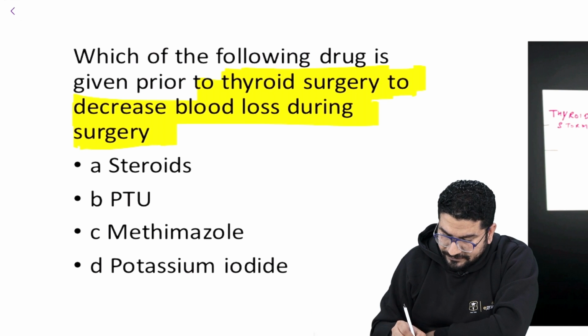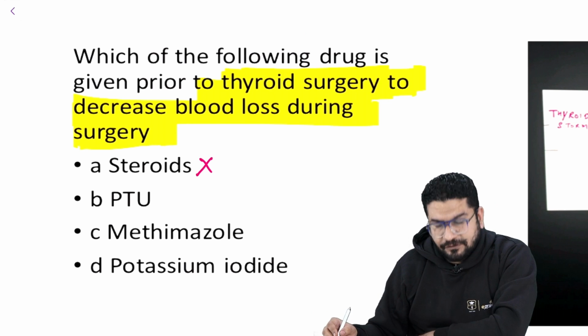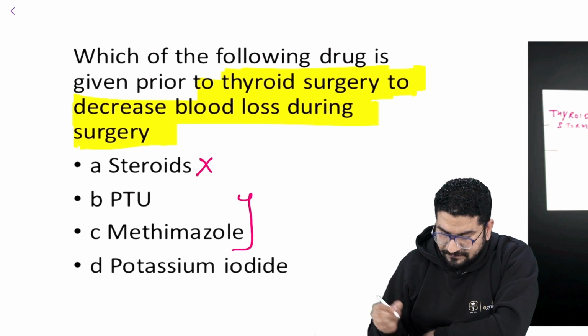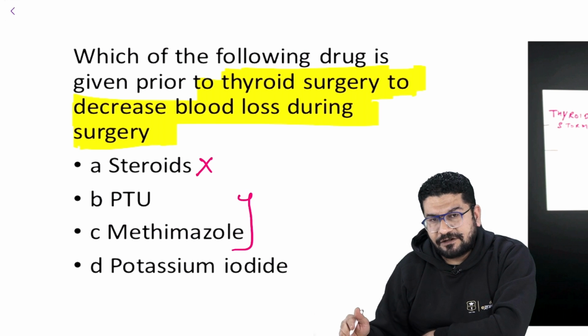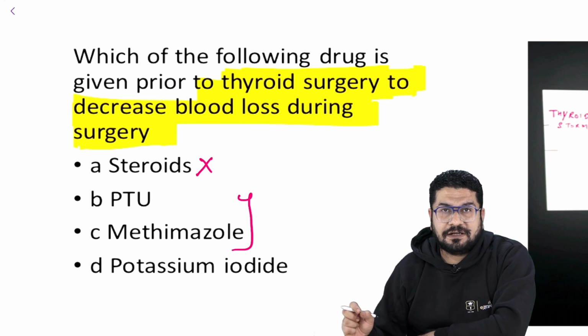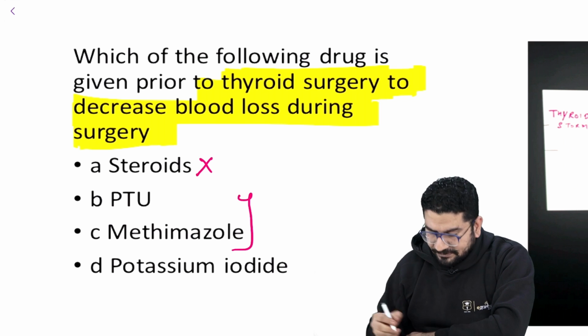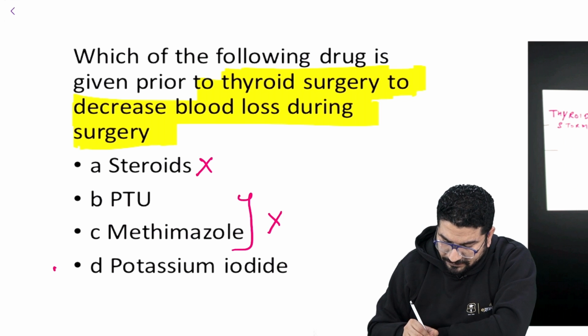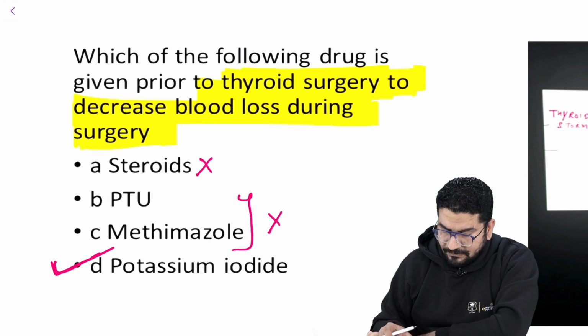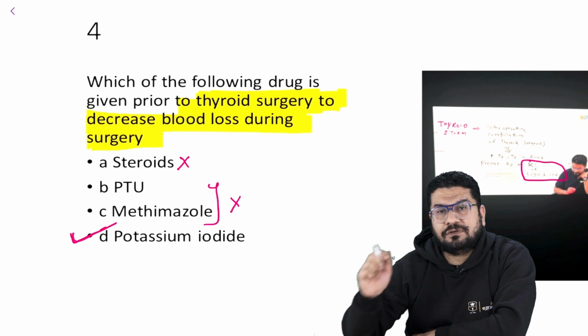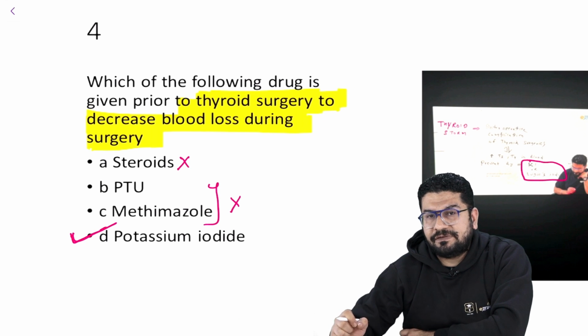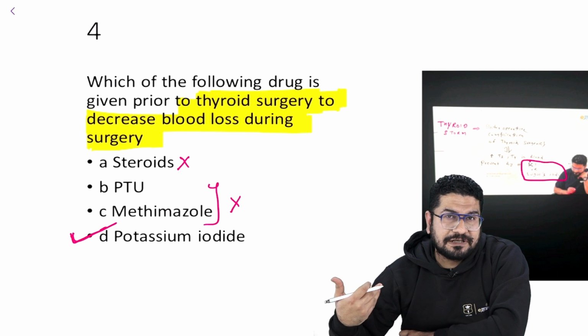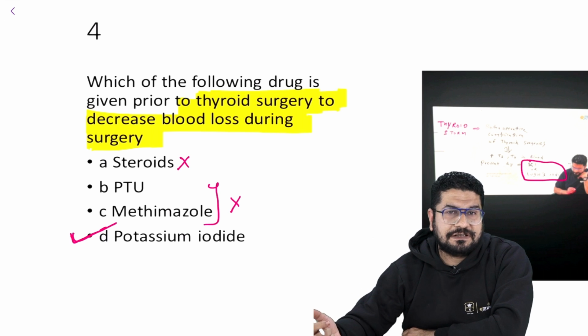Steroids we don't give. Propylthiouracil and methimazole we give in management of hyperthyroidism, but not as a prophylactic measure. So the answer for this question is straightforward, an easy one, that is potassium iodide. Potassium iodide or Lugol solution we give to prevent thyroid storm or bleeding complications during thyroid surgery. That's a very, very important thing.